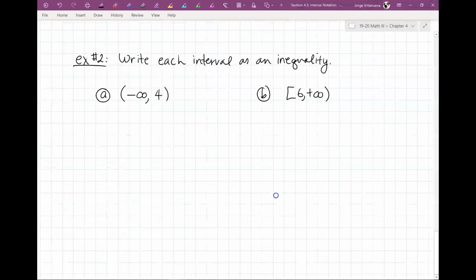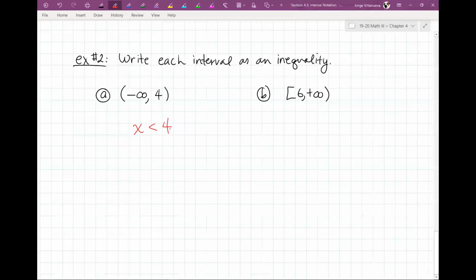Now, notice negative infinity to 4. That means the number can be as small as you want it to be, but it can't be any bigger than 4. And it actually can't even be 4 either. You're going to reach 4, but you can't have it equal to 4. So that means that x has to be less than 4. Because it can be less than 4, right? It can be 3, 2, 1, 0, and any negative number. But it can't be bigger than 4, and it can't be 4. So I'm going to put x less than 4.